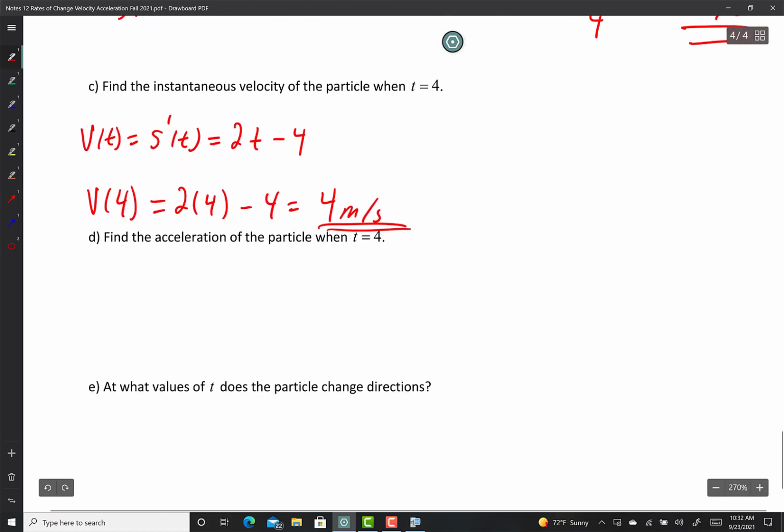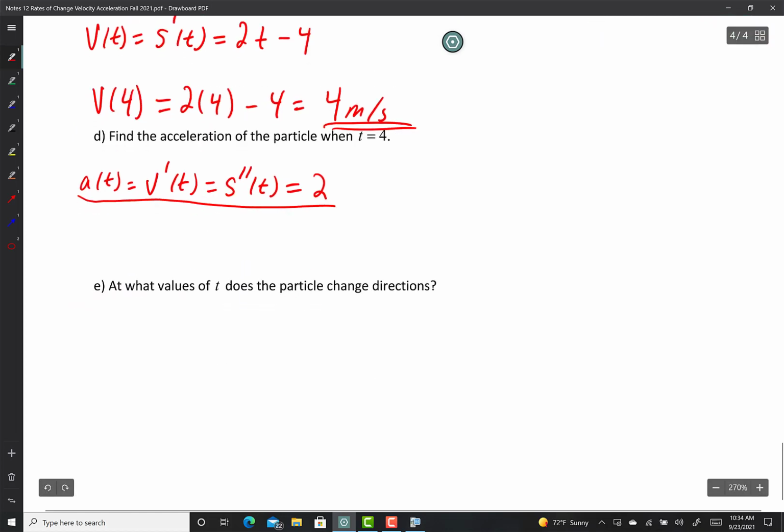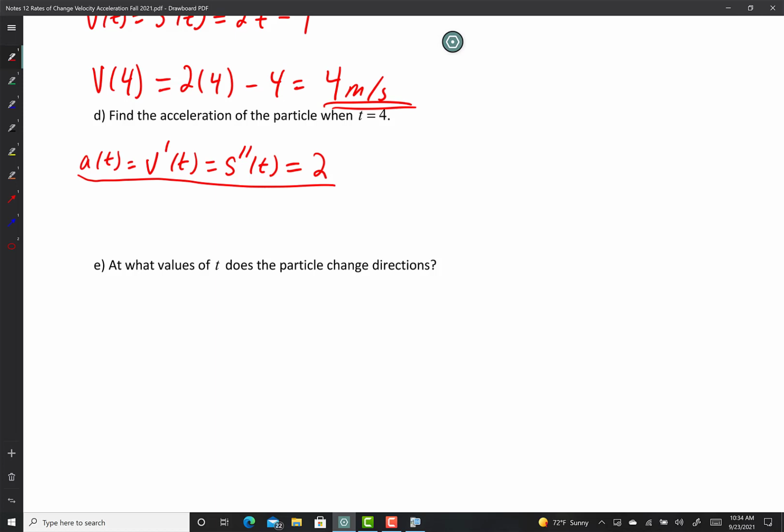All right. Letter D. Find the acceleration of the particle when t equals 4. How do I find acceleration? Derivative of velocity. So I'm going to write a of t equals v prime of t, which equals s double prime of t, which equals, what's the derivative of 2t minus 4? 2. There it is. I need units. So this is what? Meters per second per second. Or you can write meters per second squared, same thing. But I like the meters per second per second.